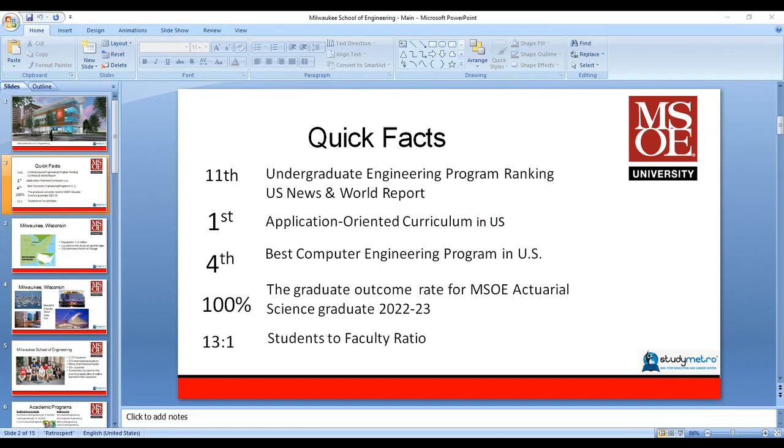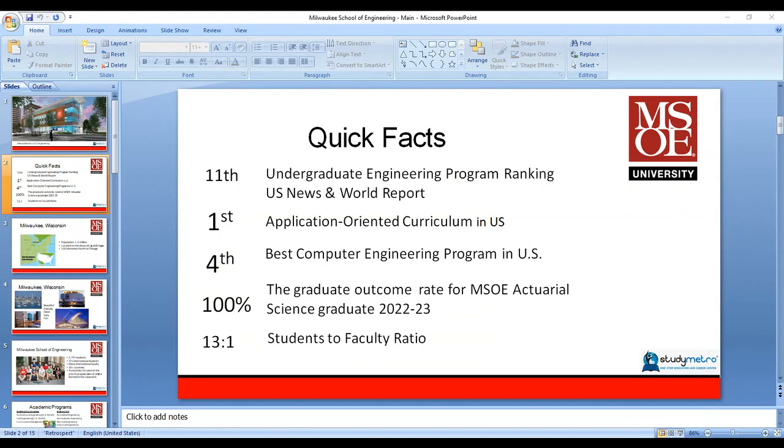Okay, so now let us understand a bit about this university. The campus of this university spans 22 acres. Also, this is the first university to start the application-oriented curriculum. This is the university whose main focus is to enhance the engineering field, and that is the reason they are doing much more for enhancing this field. If we talk about the undergraduate program, it is ranked 11th according to the US News and World Report.